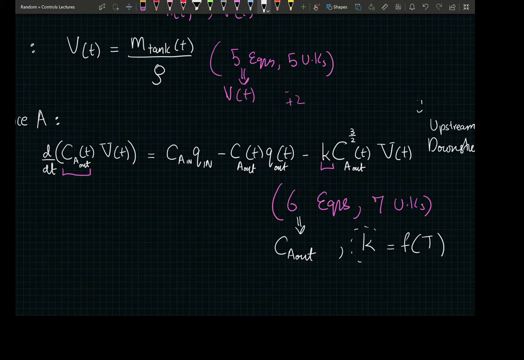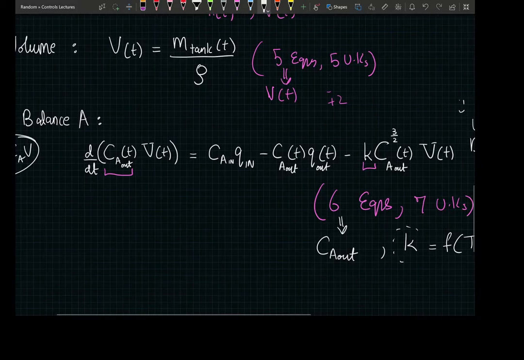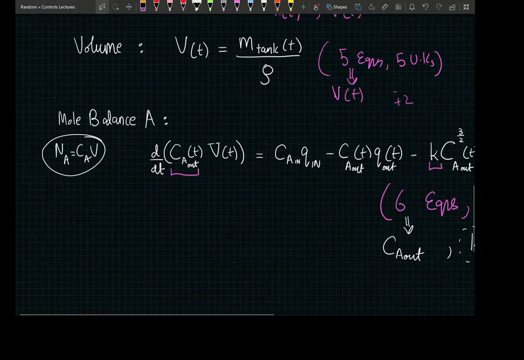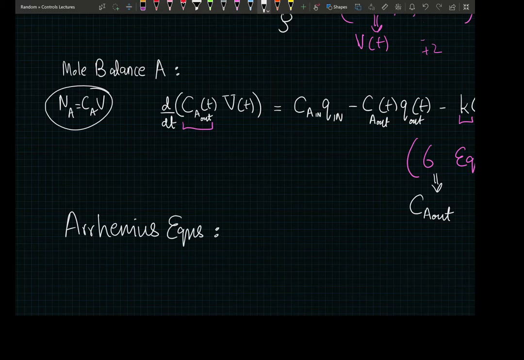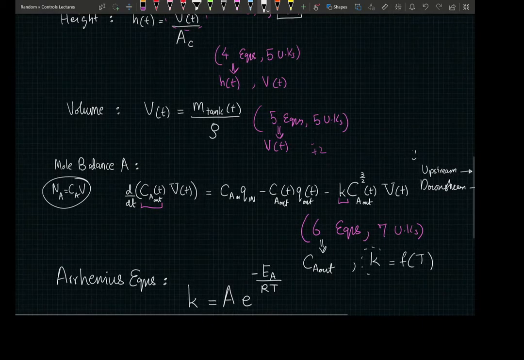But I need an equation that models the variation of k with respect to the temperature. Because we have an adiabatic reactor, we are not operating isothermally, so I need something that maps the effect of temperature on the rate constant. And luckily, if you've taken reaction engineering, or if you've even taken general chemistry, some of you might remember the good old Arrhenius equation. k is equal to a pre-exponential factor, e raised to the power of minus the activation energy divided by RT. All right.